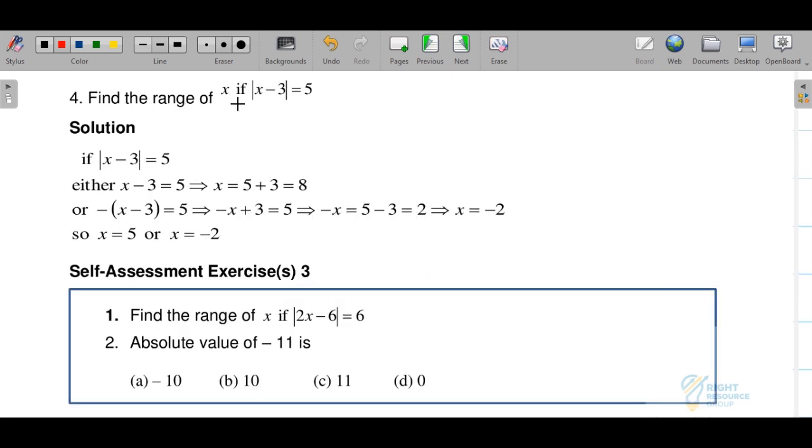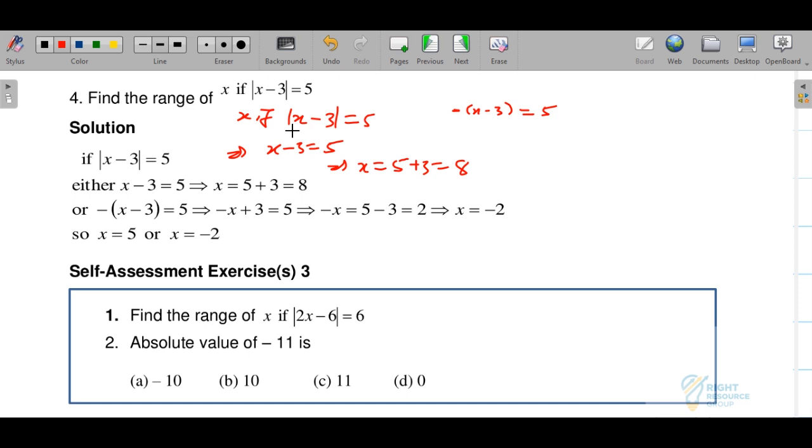So let's look at an example here. We have to find the range of x if the absolute value of x minus 3 is equal to 5, right? So let's take this out in plain terms. x minus 3 is equal to 5, right? So if you collect like terms, we are going to have x equal to 5 plus 3, which is going to be equal to 8, right? Or you could have minus (x minus 3) is equal to 5, right?